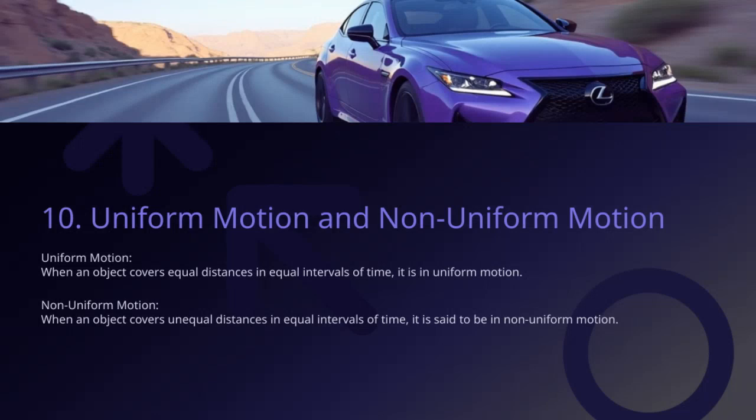Now let's talk about non-uniform motion. When an object covers unequal distances in equal intervals of time, we say it's in non-uniform motion. This means the speed isn't constant, and the object may be speeding up or slowing down.